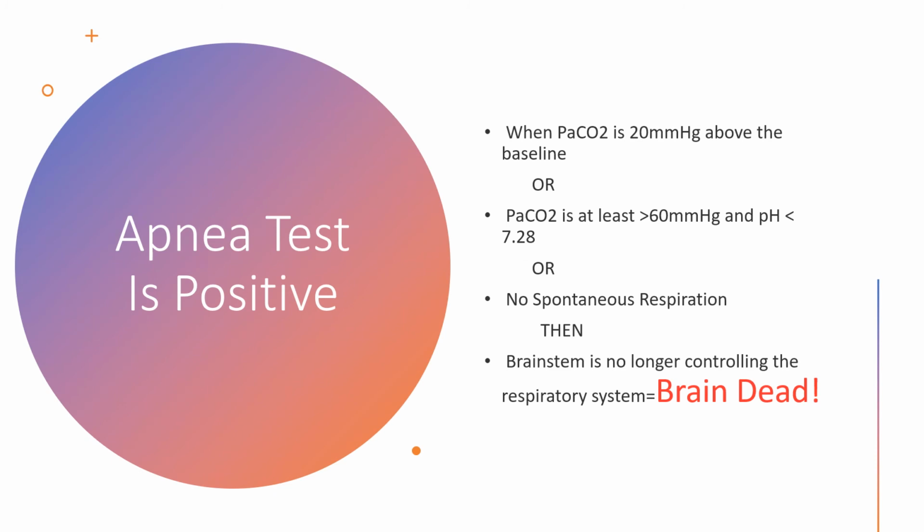The apnea test will be deemed positive when CO2 is 20 millimeters of mercury above the baseline, or CO2 is at least greater than 60 millimeters of mercury and the pH is less than 7.28, or there is no spontaneous respiration after you've done all this. Then you can say that the brainstem is no longer in control of the respiratory system. So this patient is brain dead, and you can say brain death on the certificate.